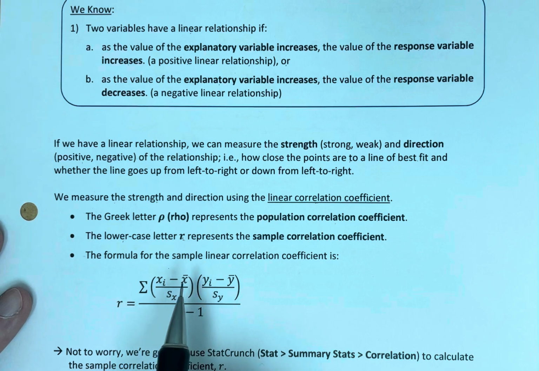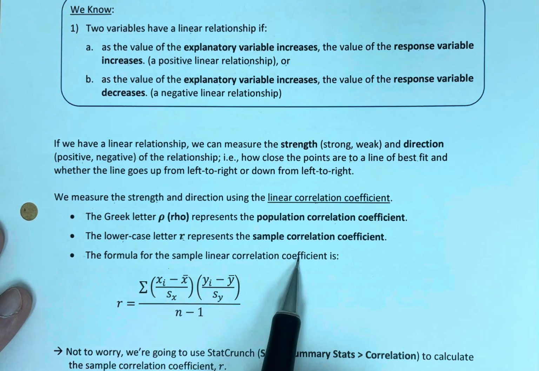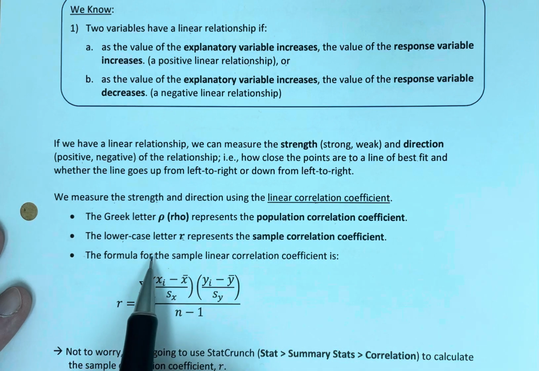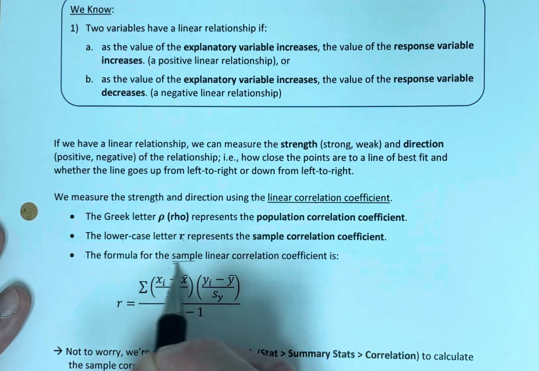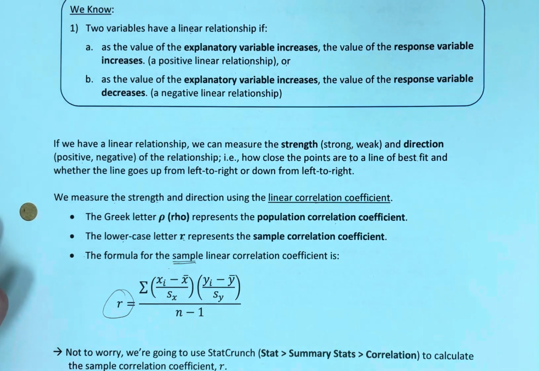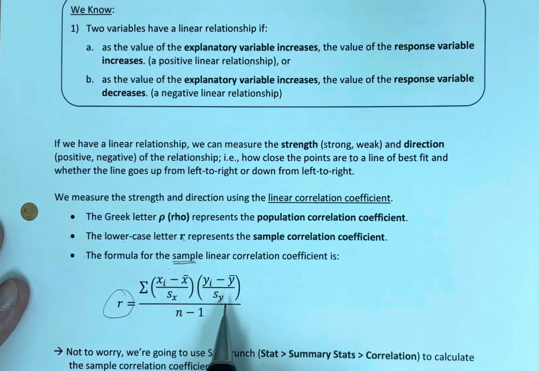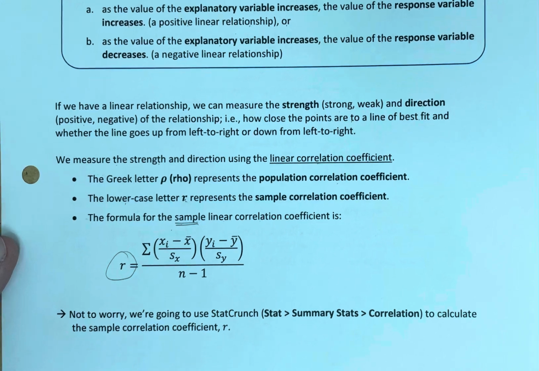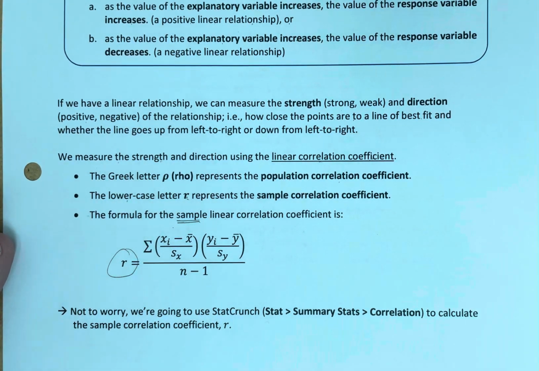And there's a formula to calculate the sample linear correlation coefficient. There's also one for the population, but we're not going to go there. We don't need to even see that one. But here's the formula for the sample. Okay, again, r represents the sample. And it is quite a mess, to be honest with you. There's a lot going on here. We're not going to worry about this formula. We're not going to get into all that. We're simply going to ask StatCrunch to do it for us.